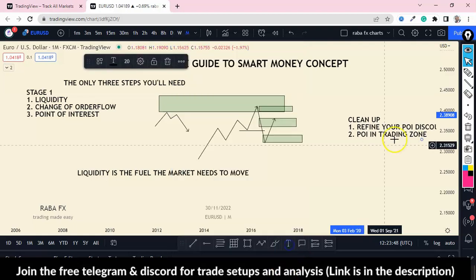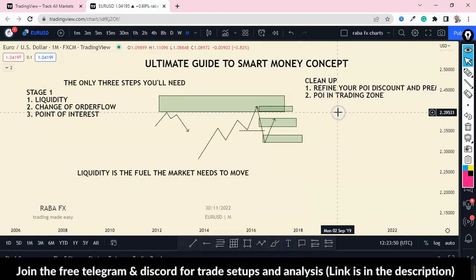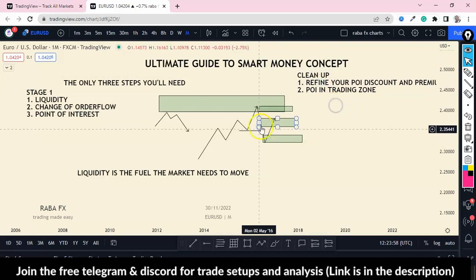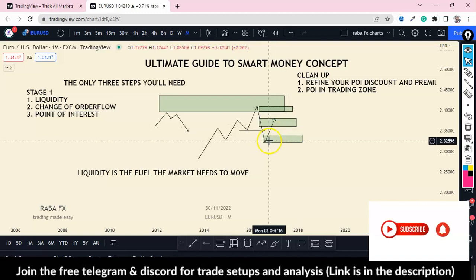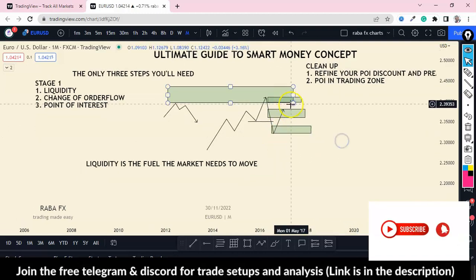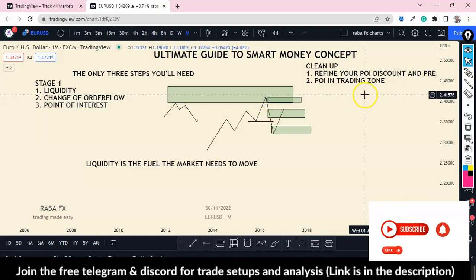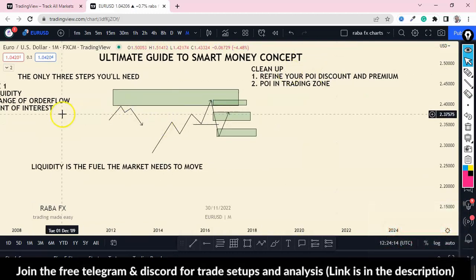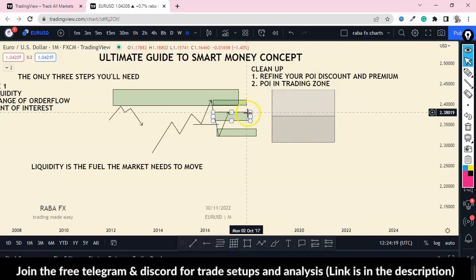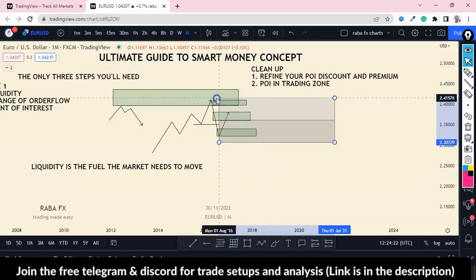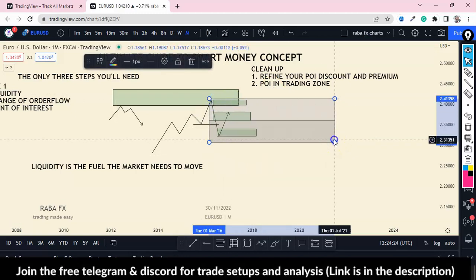Okay. Now, in the cleanup stage, which is stage 2, the first stage is the setup stage, the next stage is the cleanup stage. In the cleanup stage, all you need to do is to simply clean up these points of interest, because you are not going to be trading all these points of interest. Okay, what you need to do is to clean them up, divide them into trading zone and non-trading zone. Now, the way to do that is to use the concept of what? Premium and discount.